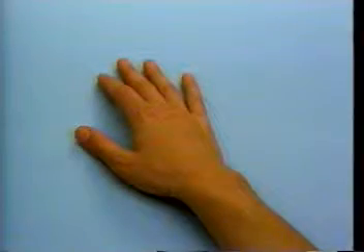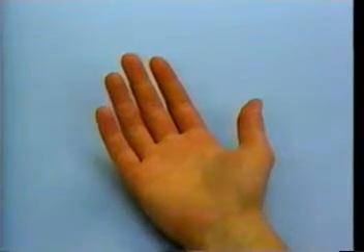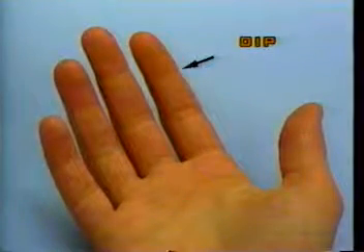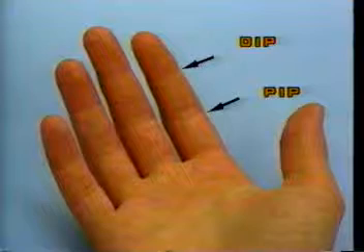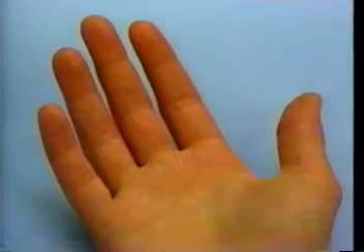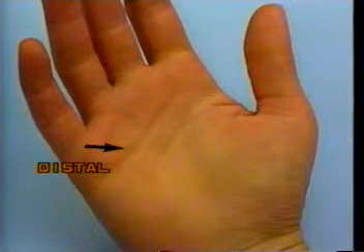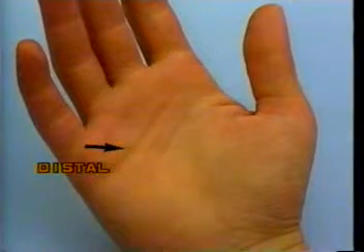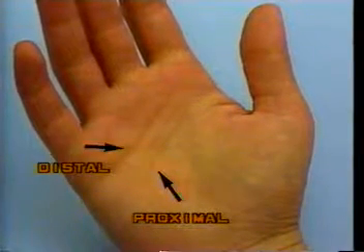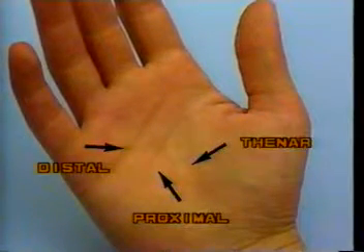Next, observe the palmar surface of the hand and wrist region, noting the creases in the skin. In the fingers, note the distal interphalangeal crease, the proximal interphalangeal crease, and the palmar digital crease. In the palm, the distal palmar crease denotes the level of the metacarpal phalangeal joints. The proximal palmar crease lies approximately 1 centimeter proximal to the distal palmar crease, and the thenar crease outlines the thenar eminence.